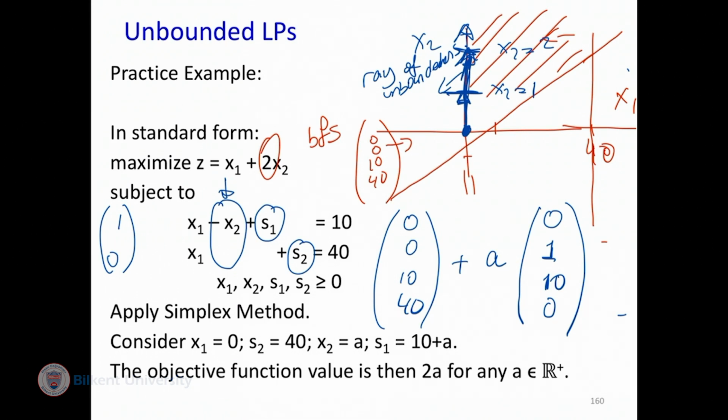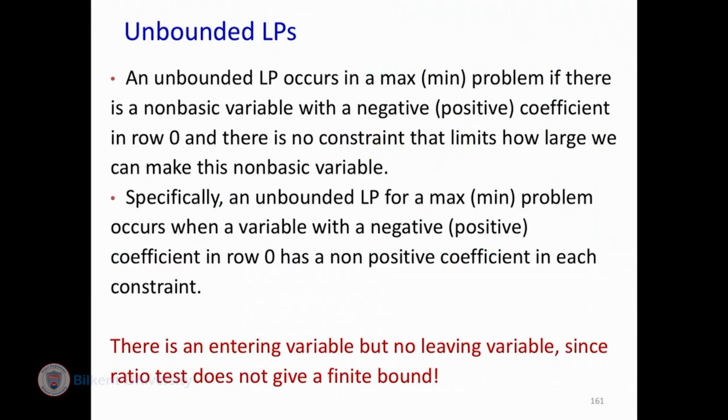So this is the ray of unboundedness. Make sense? So this is my current solution. I can change my A value to anywhere I like and move along this direction indefinitely. That's why I will get to better and better solutions. That's the Q for unboundedness. Sounds good? So we have seen alternate optimal, we have seen unboundedness, and that's degeneracy.